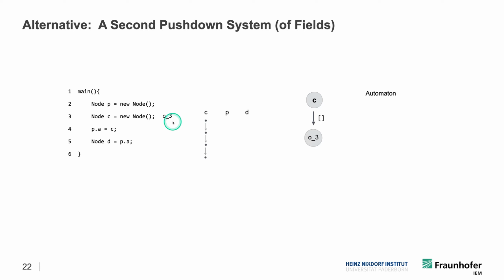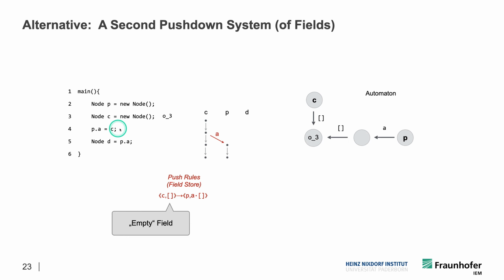So let us assume that here we are tracking this particular object that has been assigned to C, so object O3 at line 3. And we're tracking this through the program. On the right-hand side, you will see our post* automaton that we are building for this example. At the beginning, variable C is pointing to this object, so the automaton looks like this. So we have C with an empty field access expression that is pointing to object O3.